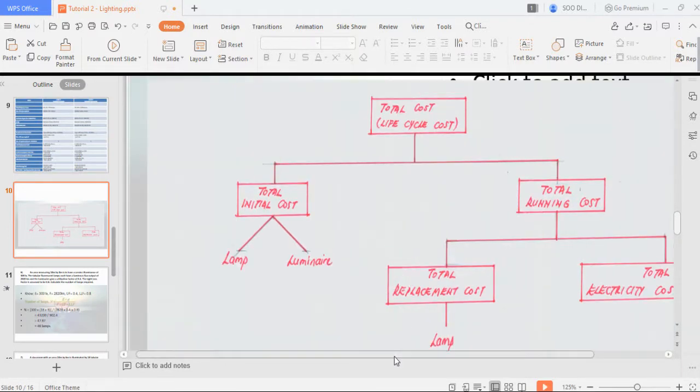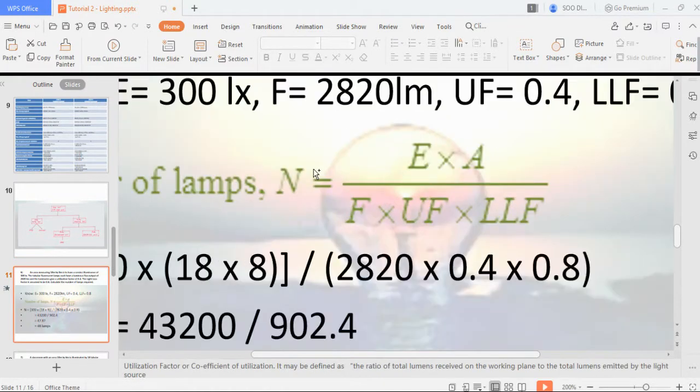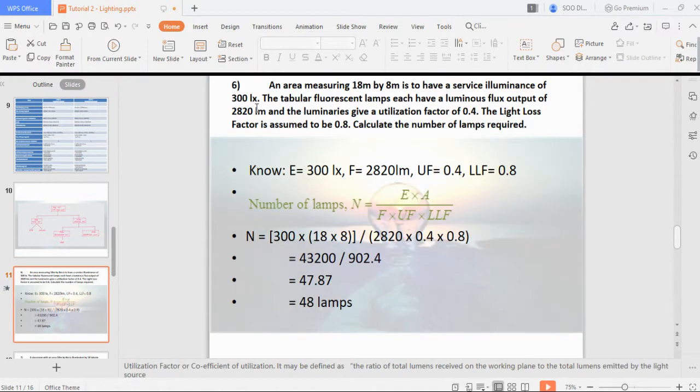Okay, so this is just a diagram to show you what the calculation will be like. Okay, so next, question 6.